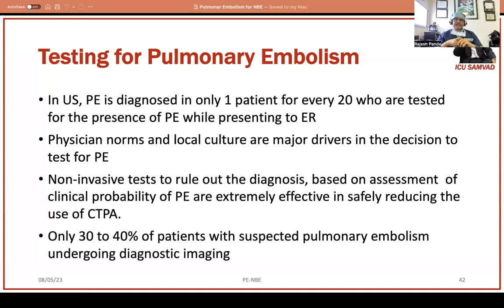Non-invasive tests, like I said, 2D echo is very good. Compression ultrasound can also be done. And these tests have reduced the use of CTPA. Only when the decision tree demands it, then CTPA is to be done. So 30 to 40% of patients with suspected pulmonary embolism only undergo diagnostic CTPA.